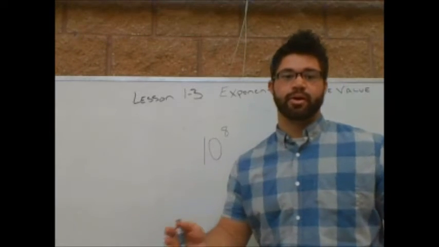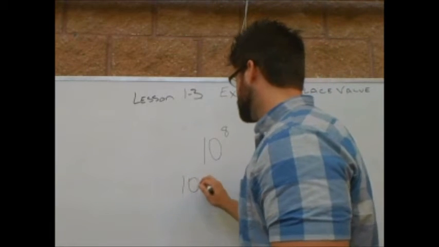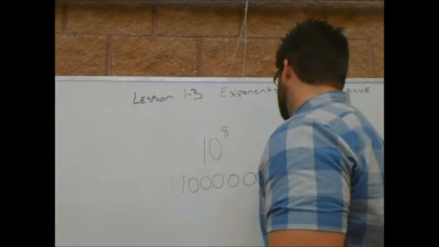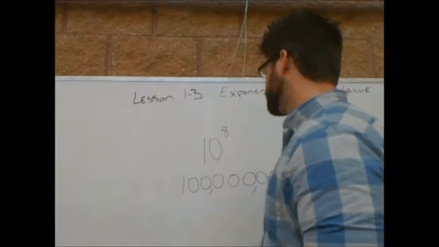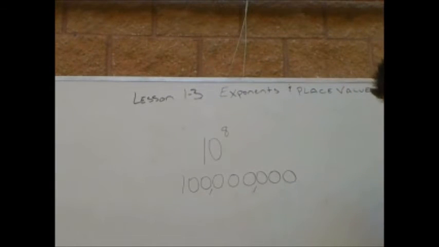Okay, so I just creep back in here. Hopefully you did that in your notes or you thought of it. I'm going to tell you it is 100 million. So 10 to the 8th power is called the exponential form of 100 million. In 10 to the 8th power, 8 is the exponent and 10 is the base. The exponent tells how many times the base is used as a factor.